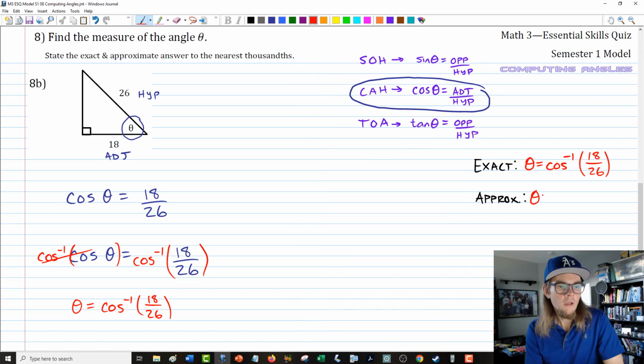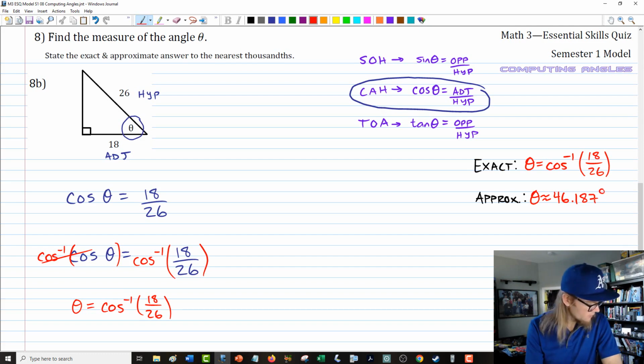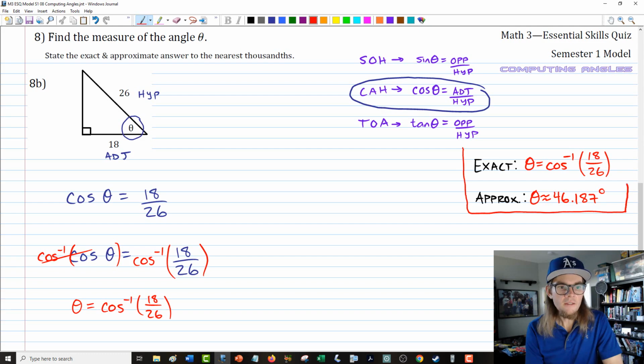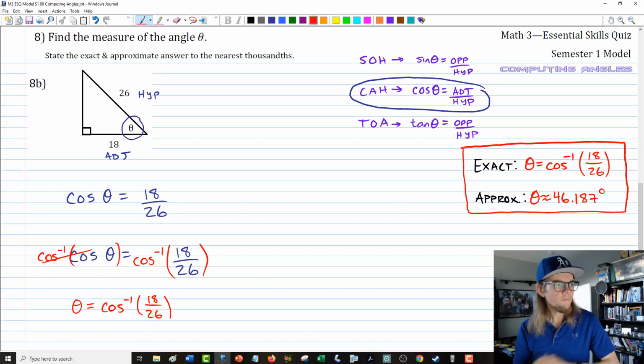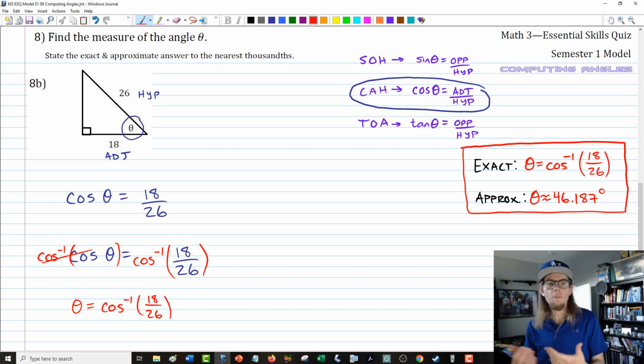46.187. So theta is approximately 46.187 degrees. Make sure I wrote that correctly. Yes. So there are our exact and approximate answers, respectively. Again, nothing really different here except for the fact that we're using cosine and thus cosine inverse instead of using sine and sine inverse.